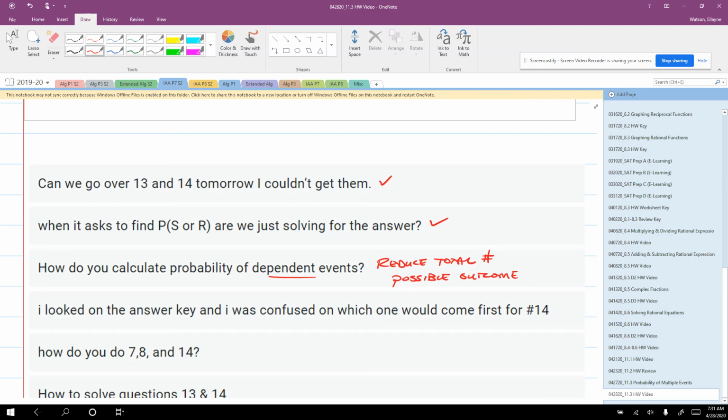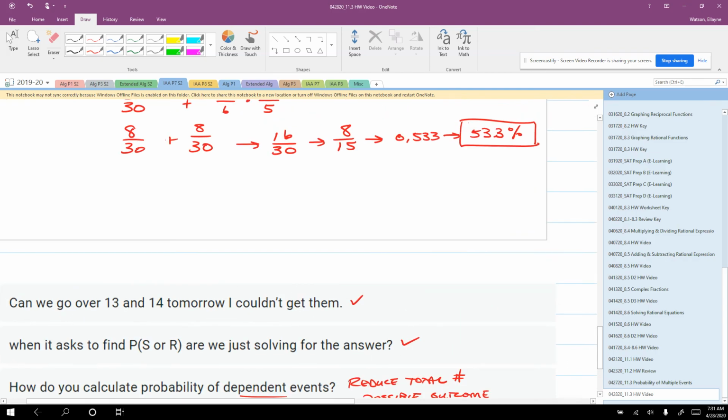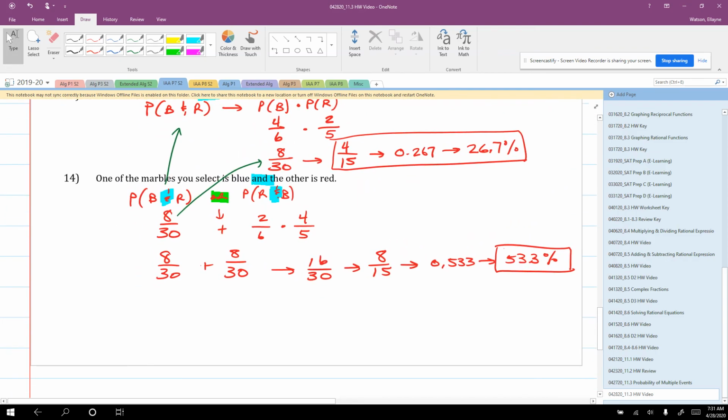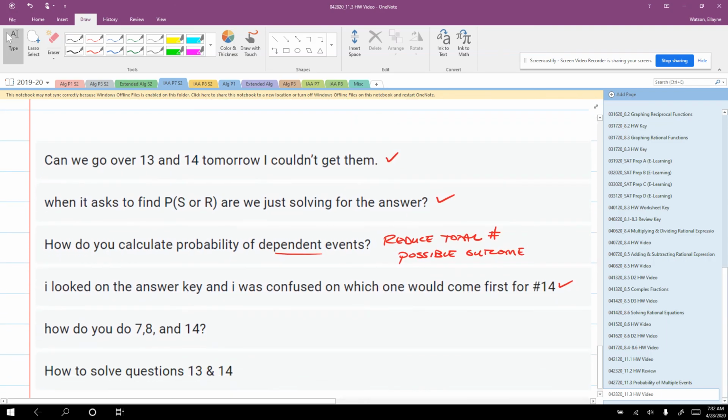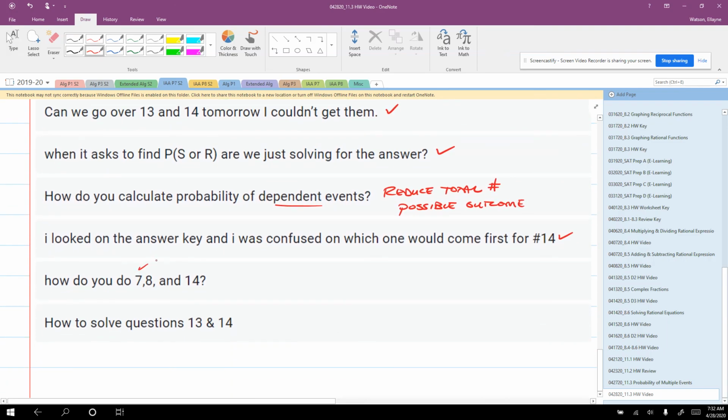Okay, so number 14 just went over, and turns out if you look back at number 14, so you want to do both scenarios, blue and then red and then blue, and then understand that that's an or statement, right? Because either of those could happen. I went over 7. 8 is very similar to 13 and 14.